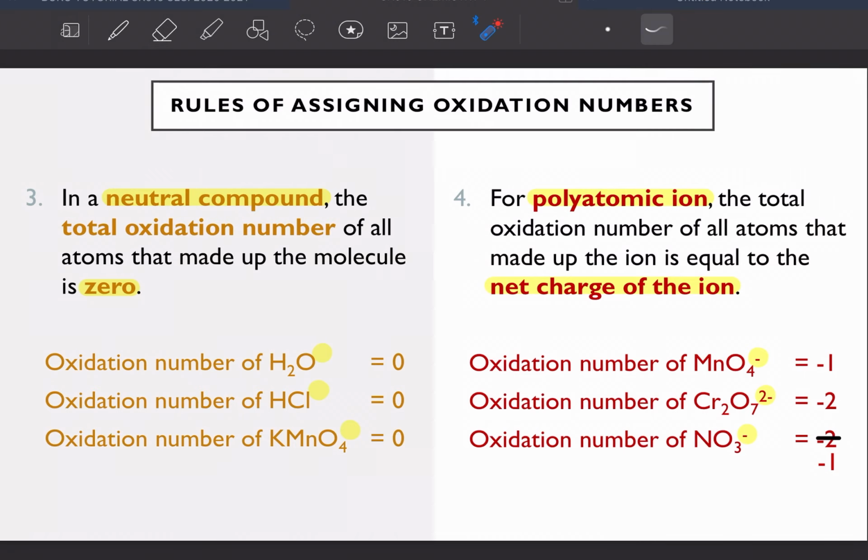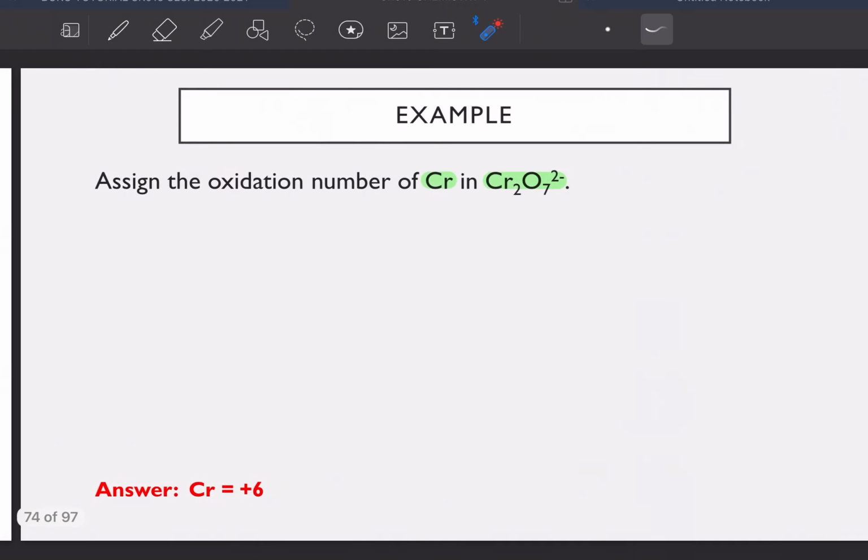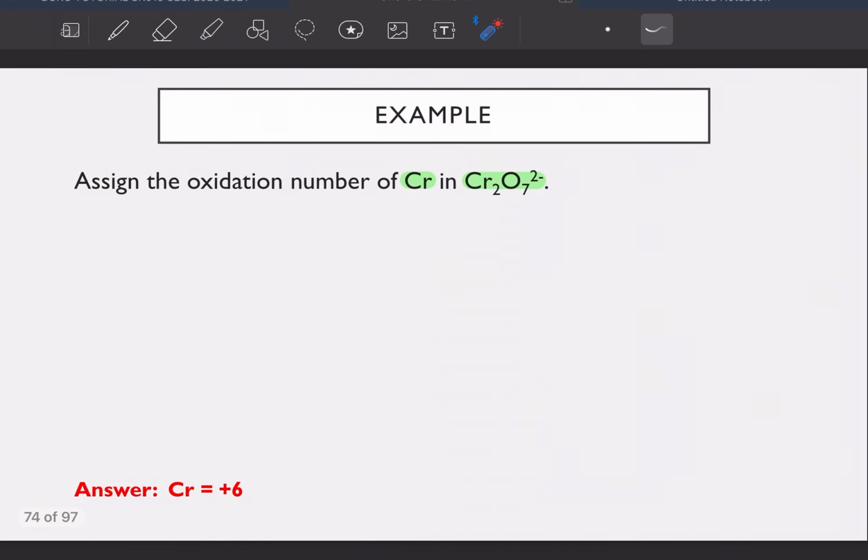So this is important for when you are finding the oxidation state, oxidation number of your manganese ke, chromium ke, nitrogen ke, okay? Okay, so those are the 4 rules that you need to know. So now we're going to look at the example, our first example, and the only example for oxidation state.